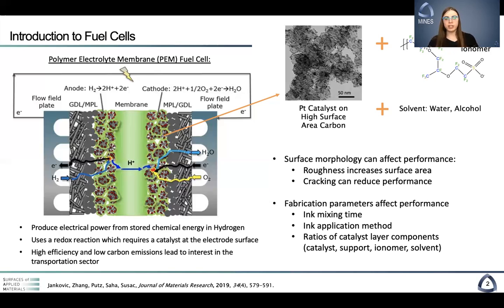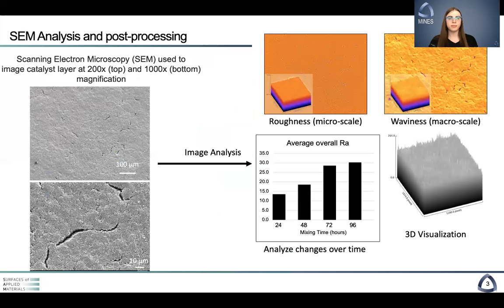And for this project, we plan to study surface morphology, specifically roughness, which, the rougher the catalyst is, the more surface area and thus activity it has. So roughness is good, as well as cracking, which is generally bad because it can reduce performance. Various fabrication parameters can affect these characteristics and thus the performance. And for this study, we plan to look specifically at how the mixing time of the ink affects the performance.